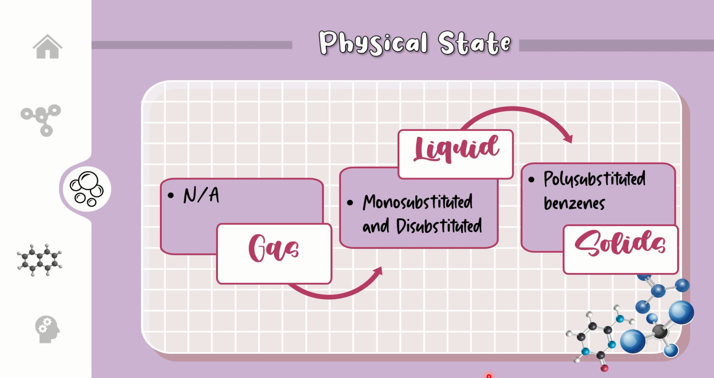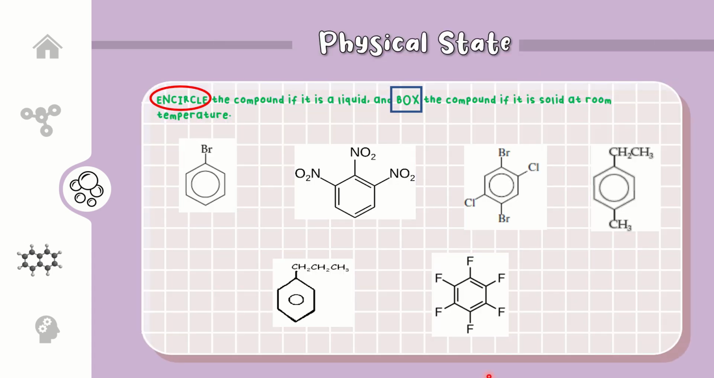The simplest aromatic hydrocarbon, benzene, is actually a liquid, and also all of the monosubstituted and disubstituted benzenes are liquid. While if there are 3 or more substituents on the benzene, we consider that one as solid. Let's have now a practice exercise. You have to encircle the compound if it's liquid and box the compound if it is solid. We do not consider a gas here because again there is no gas for aromatic hydrocarbons under room temperature.